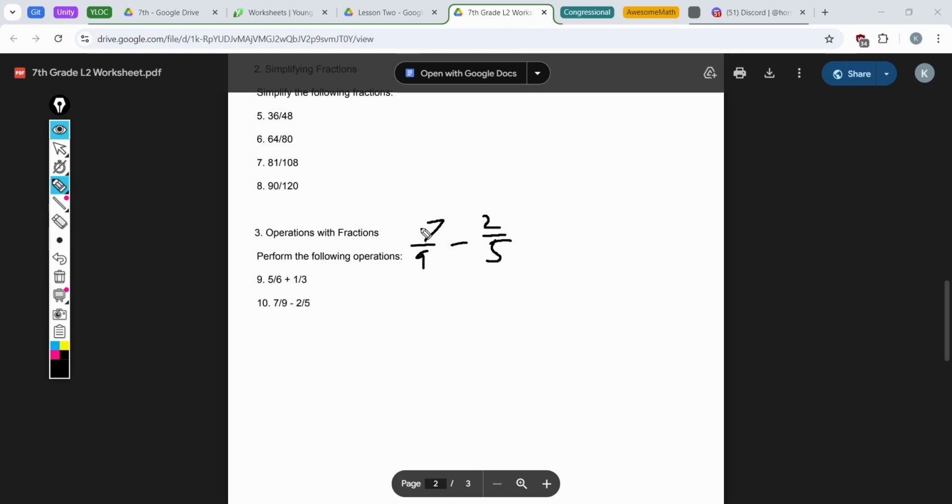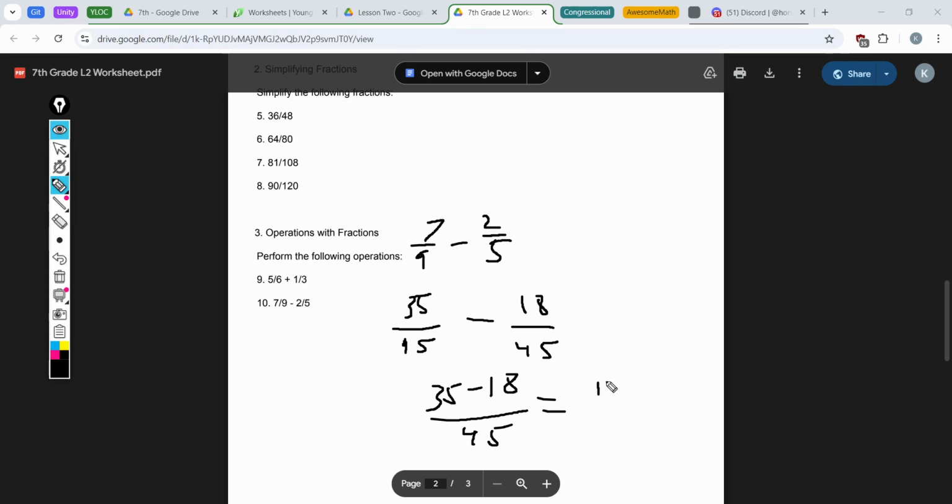So we're going to have to multiply this by 5, top and bottom. So 7 times 5 is 35, 9 times 5 is 45. And then this is going to be multiplied by 9 on the top and the bottom. 2 times 9 is 18, 9 times 5 is 45. And now we can combine into one fraction, 35 minus 18, which is equal to 17 over 45. So that's our final answer.